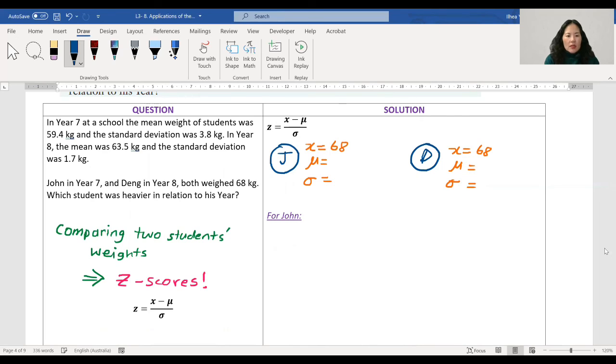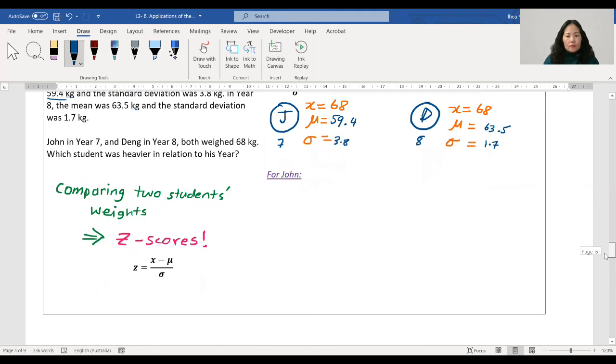Okay, so John is year 7. Deng is year 8. And they both are 68 kilograms. John's mean is 59.4 and the standard deviation is 3.8. That's quite big. For Deng, the mean is 63.5 and the standard deviation is 1.7. Okay, so 68 is our raw score or weight. So let's have a look at the z-score for John.